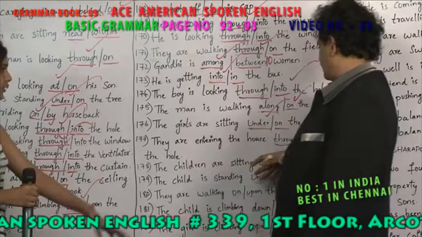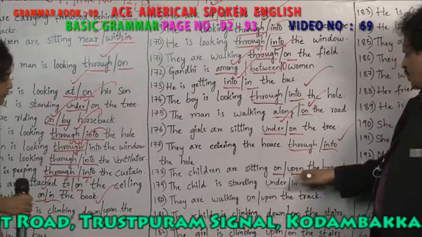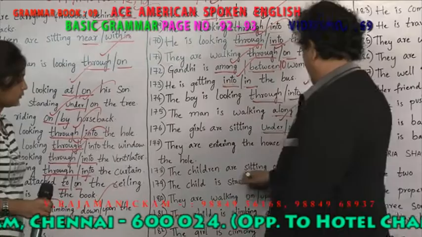How can you enter the into the hole? Okay, anyway, the sentence is given like this. The children are sitting on the branches or upon the branches? On the branches. The child is standing under the tree or in the tree? Under the tree.